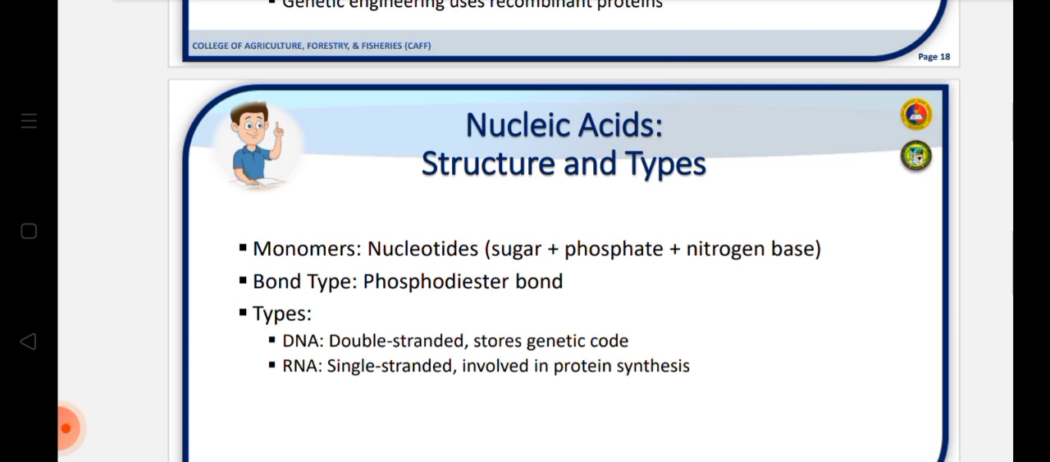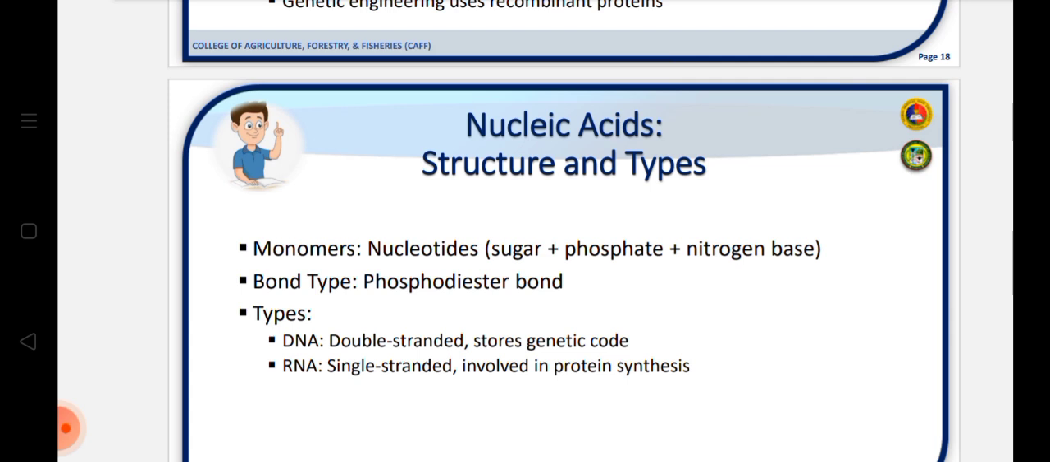So again, let me repeat, nucleic acids are composed of nucleotides, and each of the nucleotides is made up of three components. Number 1, sugar, number 2, phosphate group, and number 3, nitrogenous base. So these nucleotides are linked by phosphodiester bonds. Okay, so I hope you can still recall, sa carbohydrate, iyang bond kay glycosidic linkages or glycosidic bond.